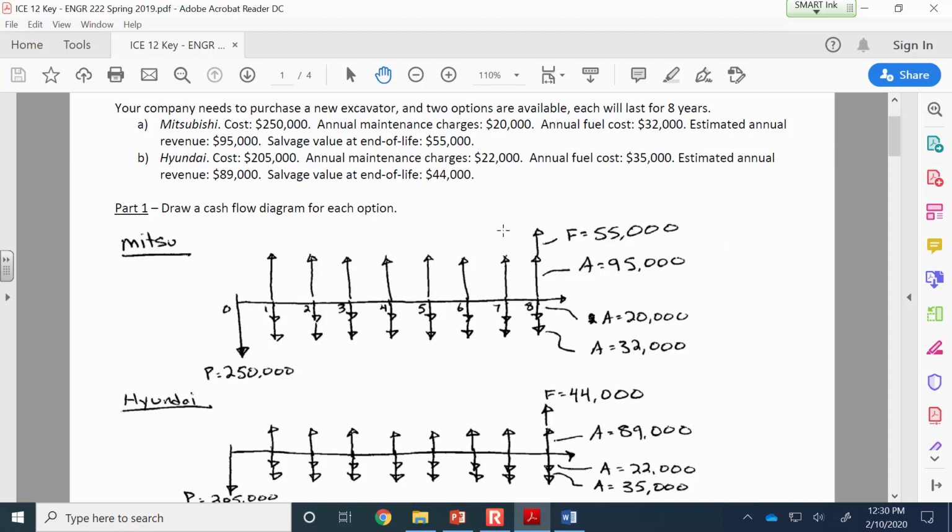And so what we're trying to figure out in the second part of this example is which alternative is better. If we assume that our minimum acceptable rate of return is 10%, then of these two options, are either acceptable? Do we have an option that will give you a positive present worth? And if so, which one?